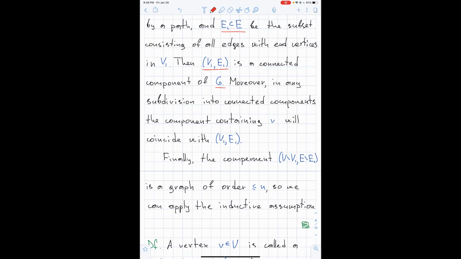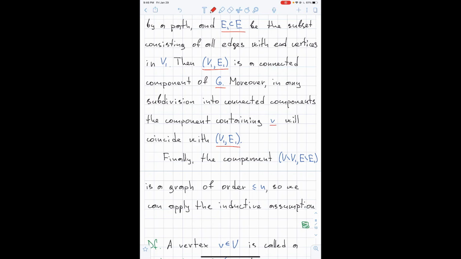And moreover, we can see clearly that in any subdivision into connected components, the component containing V will have to coincide with (V1, E1). Because we'll have to take all the vertices that we can reach from V by a path, and that's V1, and we'll have to take all the edges with endpoints in V1. So there are no choices there.